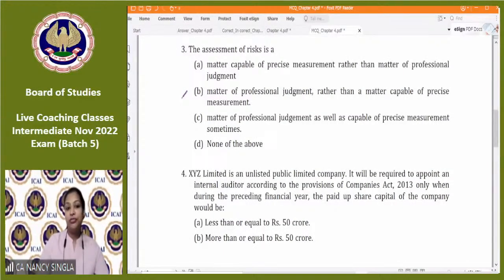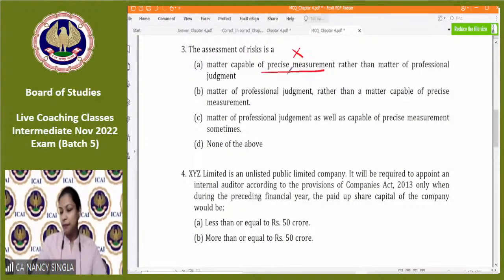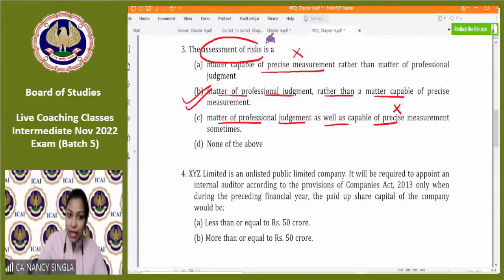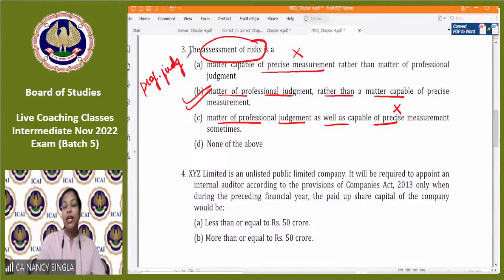The assessment of risk is a matter capable of precise measurement. No, precise measurement is not possible. It is a matter of professional judgment rather than a matter capable of precise measurement. This is correct, because we have seen that assessment of risk is a matter of professional judgment of the auditor. One auditor may assess the risk as something else, the other auditor may assess it as something else.